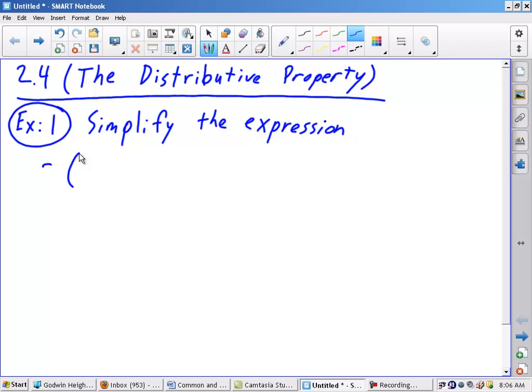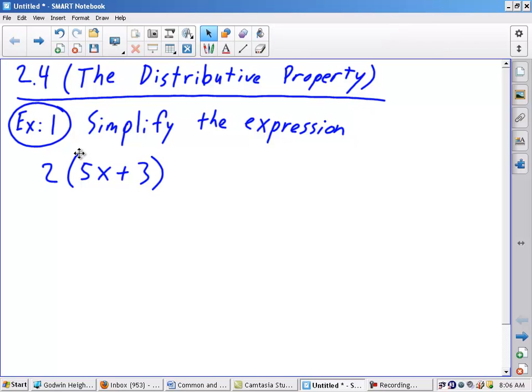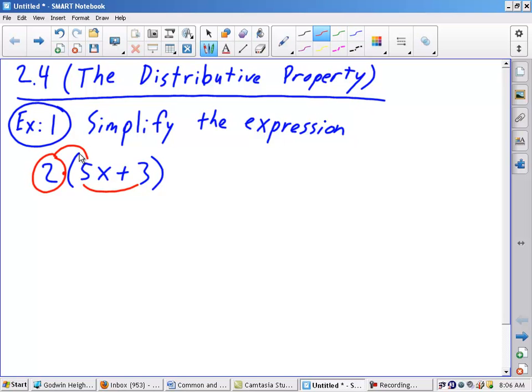And that expression is 2 times the quantity 5x plus 3. And the first thing you need to know is this 2 right here is being multiplied by all of this in the 5x plus 3 portion. And what we need to do is simply multiply 2 by this term and also this term. Okay, so then what we do is 2 times 5x will give you 10x for the first one, and 2 times 3 becomes 6. And so simplified, I have 10x plus 6.